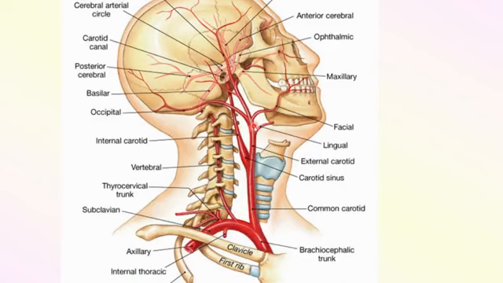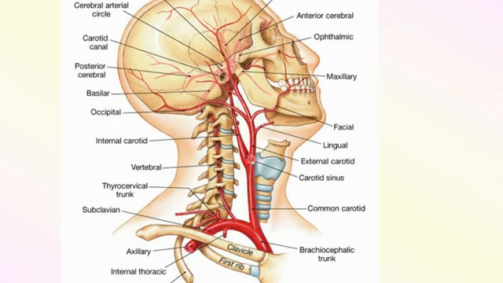It's going to supply most of the neck and face, so it's going to have many, many branches. Whereas we see the internal carotid artery here, it's going to have no branches in the neck and just be making its way straight up to get to the brain.